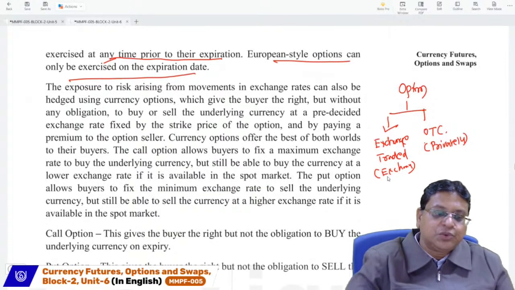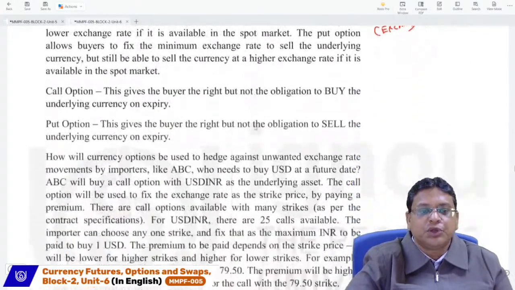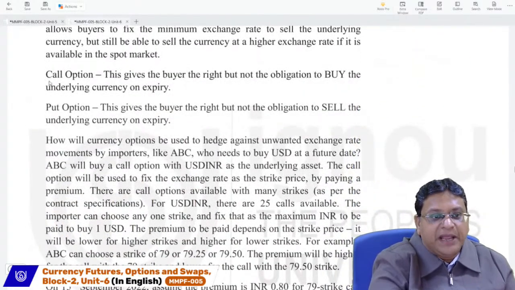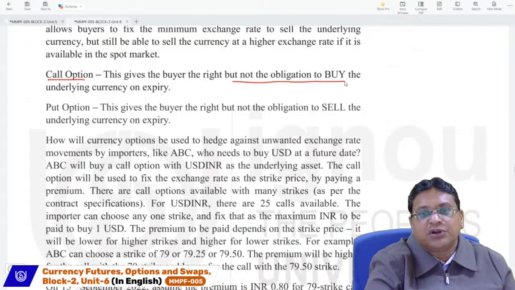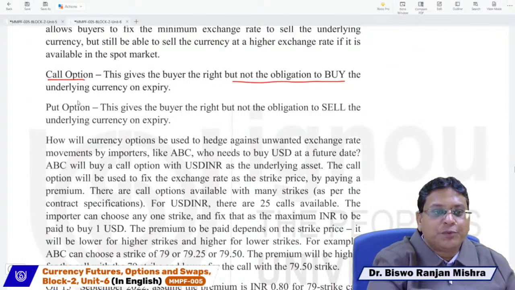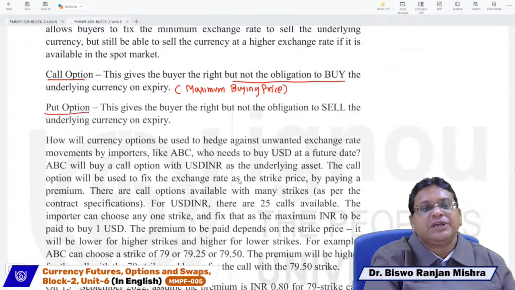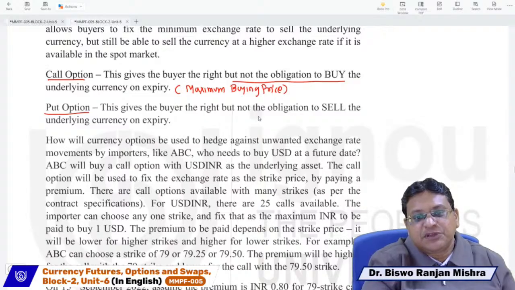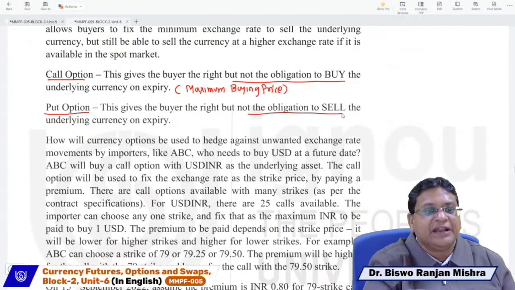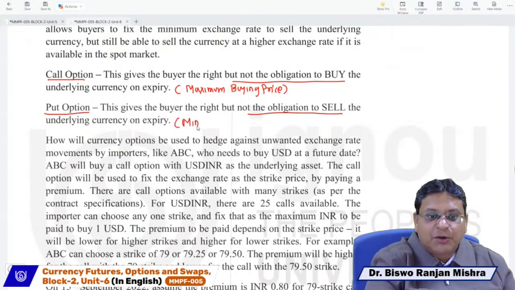So we know there are two types of option: call option and put option. A call option gives the buyer the right, but not the obligation, to buy. Call options are used to fix the maximum buying price. What is a put option? A put option is an option that gives the right, not an obligation, to sell the underlying currency on expiry, and it is used to fix the minimum selling price.